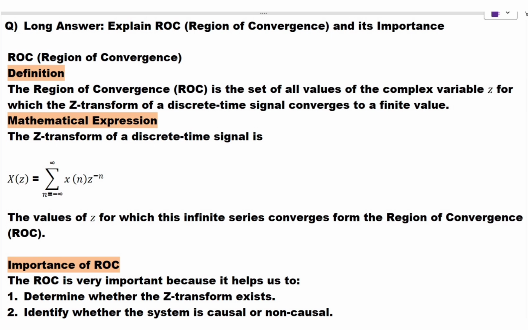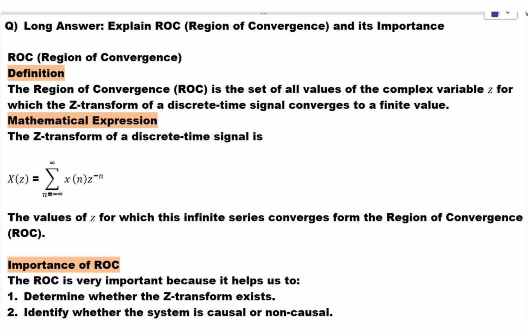Okay, so coming to the definition, the region of convergence ROC is a set of all values of the complex variable z for which the z transform of a discrete time signal converges to a finite value. Okay, this is the definition.